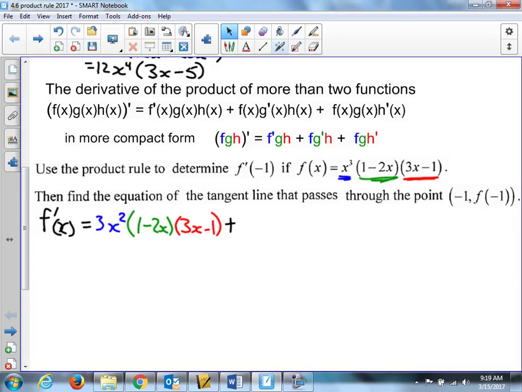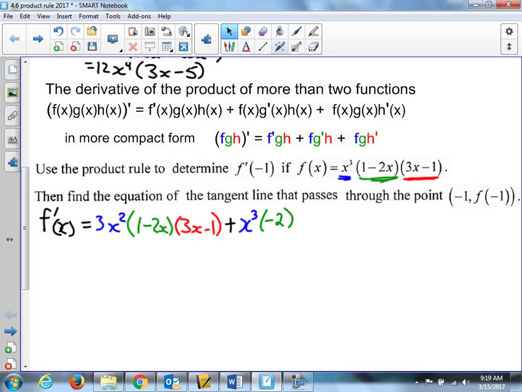I make mistakes. X cubed now. Leave the first thing alone, derivative of the second thing. Now the derivative of the 1 in 1 minus 2x is 0. Then there's the minus sign. The derivative of minus 2x is just -2. The x disappears in the sense it goes down to x to the 0.